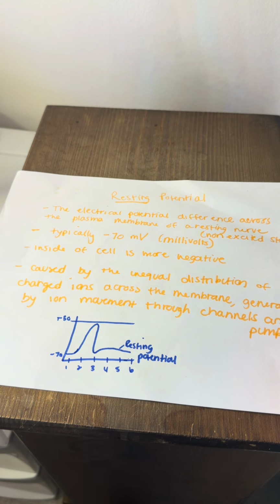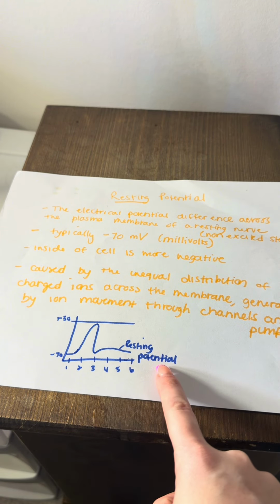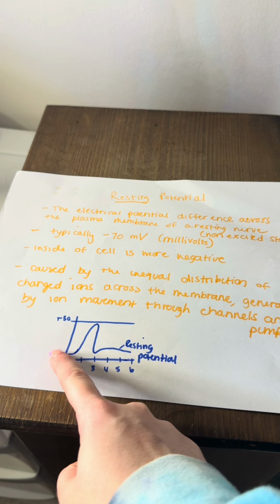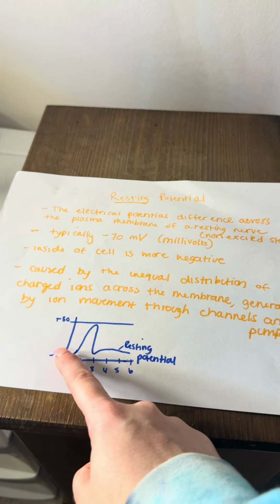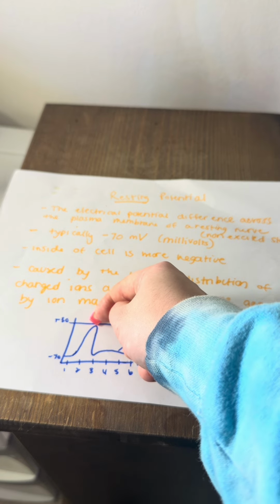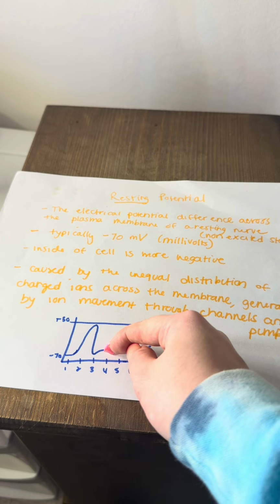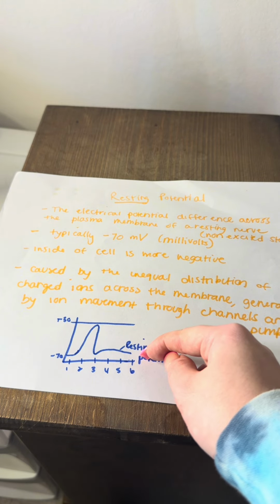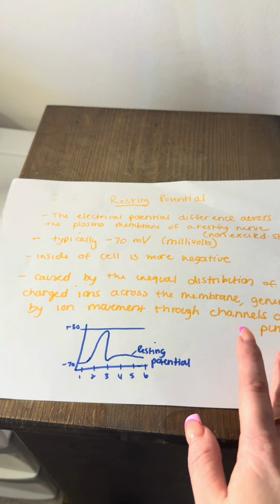And again, here is that diagram of where and when the resting potential happens. So as before, we have the polarization and depolarization. We have that action potential right at the top. And then after the repolarization is that resting potential, so that non-excited state.